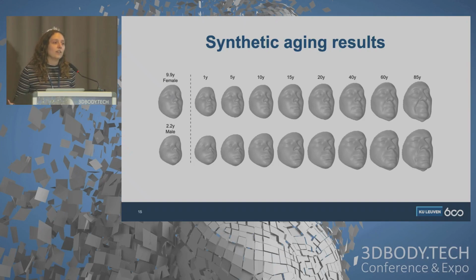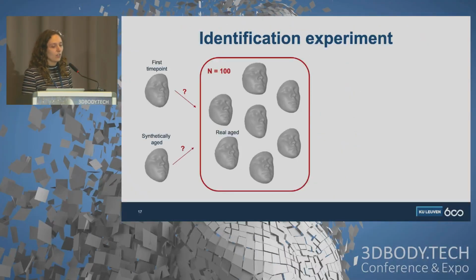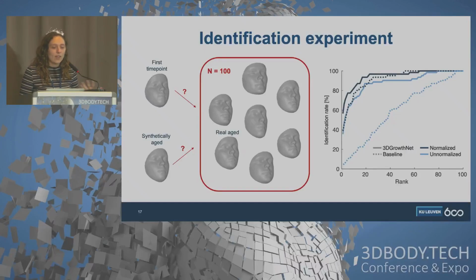The question is how realistic are these predictions? Here is the original image from each person. Then the next column is their actually aged image. Then we see our prediction and the error. Overall, we had an average error of just under 2 millimeters over the face. In an additional experiment, we performed a simple identification experiment and found a significant improvement of the identification rate after using this synthetic aging of the person.